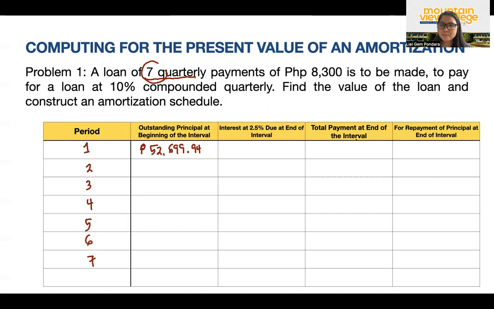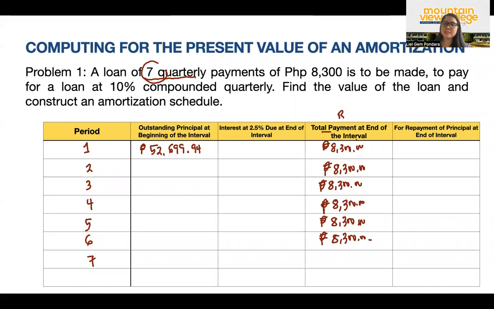Now remember that in the fourth column, we have the total payment at the end of the interval. This refers to your regular payment. And we pay 8,300 per payment schedule. So you can write 8,300, except for the last payment. You could not write 8,300 in the last payment because we only pay the outstanding remaining balance.